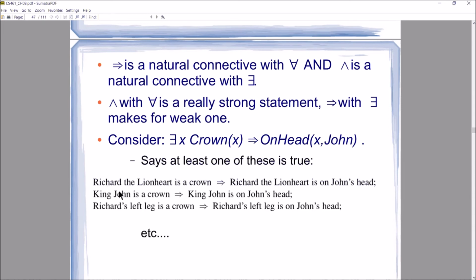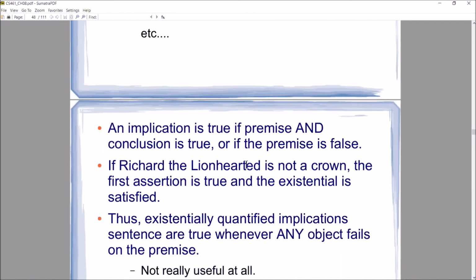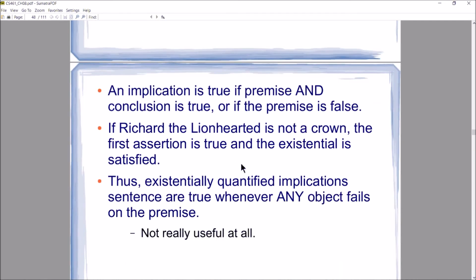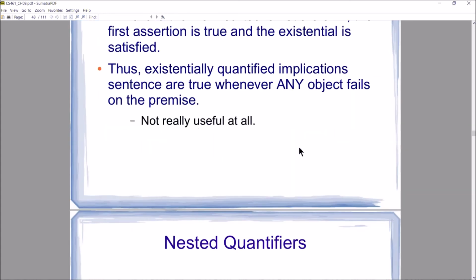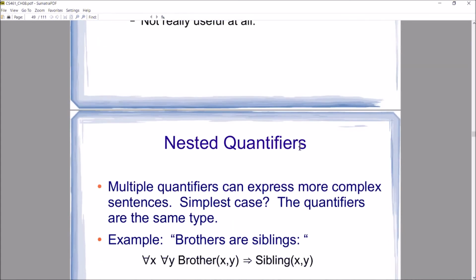So we're not even evaluating all the other sentences. The existential has been satisfied. Does that make any sense? No, but it is satisfied. So that's not really useful. Using existential quantifiers with implications is not very helpful. So pretty darn weak.